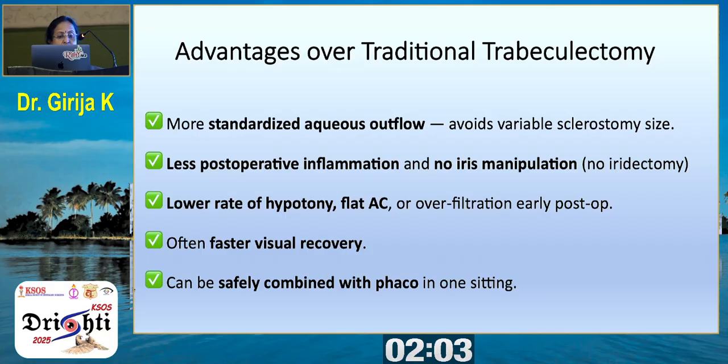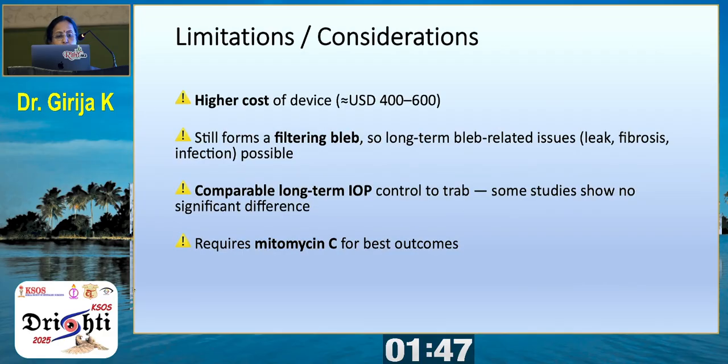It has a more standardized aqueous outflow, less postoperative inflammation. There is no iris manipulation unlike in trabeculectomy where you do a PI. Lower rate of hypotony, flat AC, etc., and it has got an often faster visual recovery. And it can be safely combined with phaco.